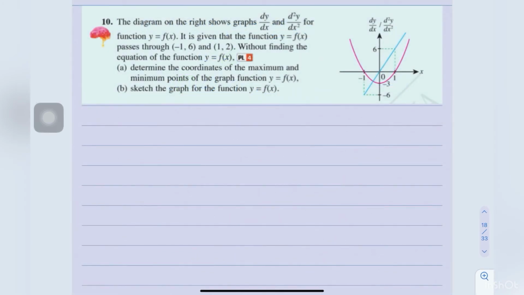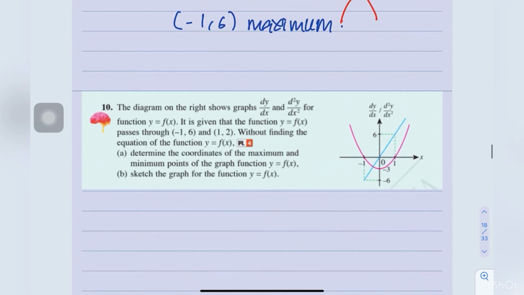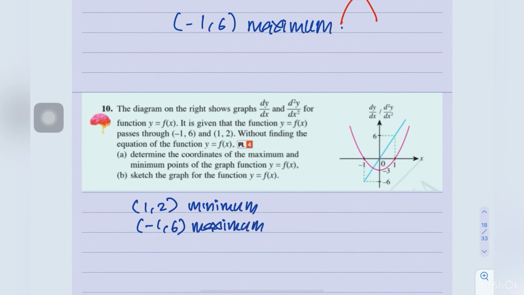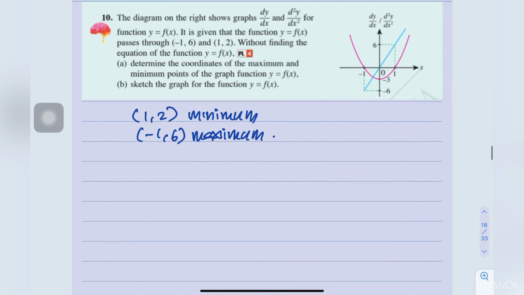Okay, then 10b, sketch the graph for the function y equals f(x). So just now from part A, you identified that (1, 2) is a minimum and (-1, 6) is a maximum. So then we are going to sketch the graph for the function y equals f(x). Look at the given diagram: d squared y dx squared is a straight line.